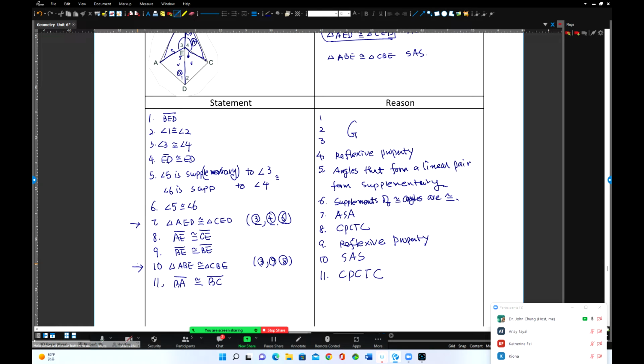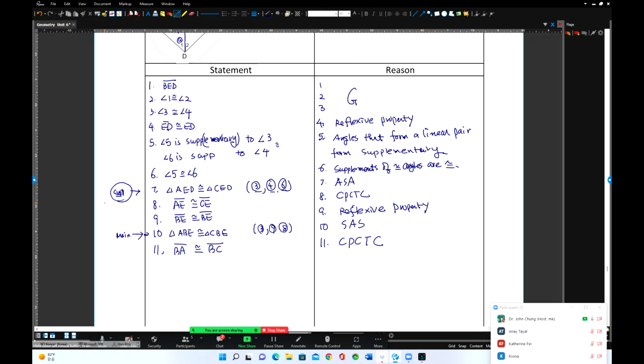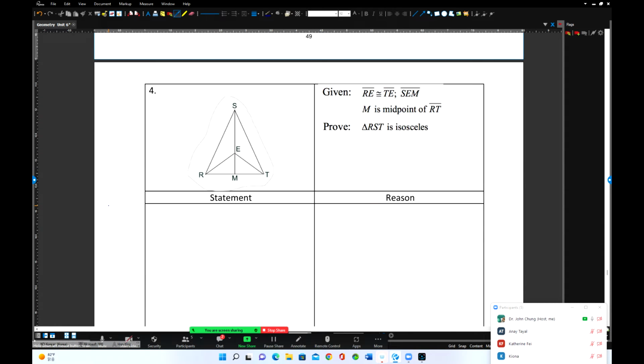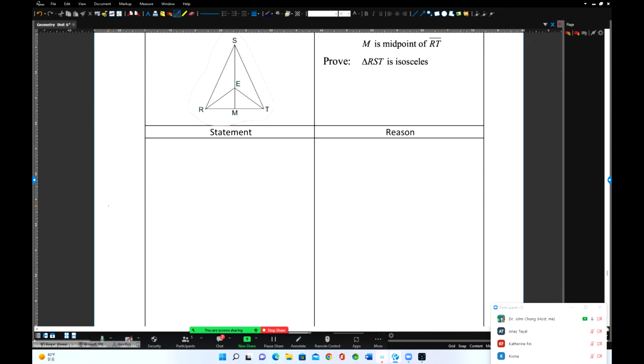Okay, and this is our main. Okay, this is a supplement. So to solve right triangle ABE congruent triangle CBE, number 10, we need help from this triangle congruent. Okay, we need one more factor. Okay, that is a double congruence. Okay, we're gonna have one more over number 4.